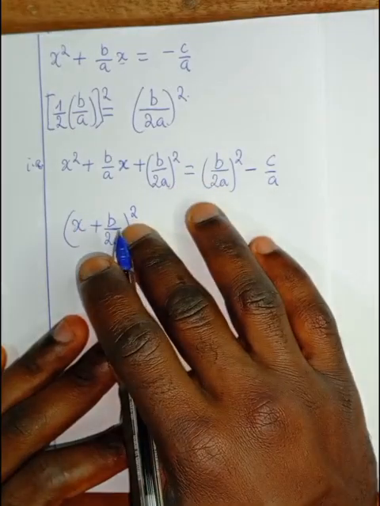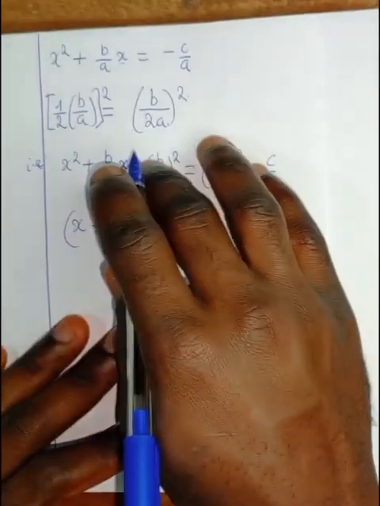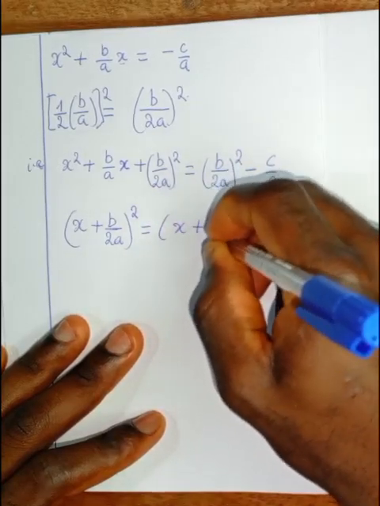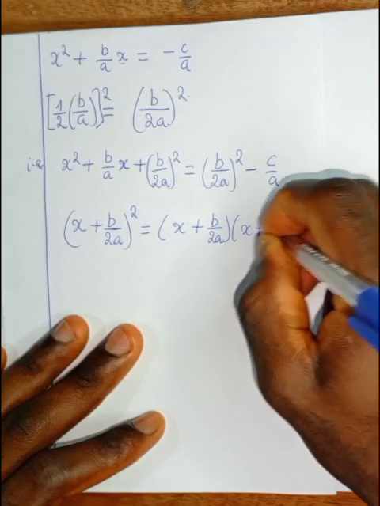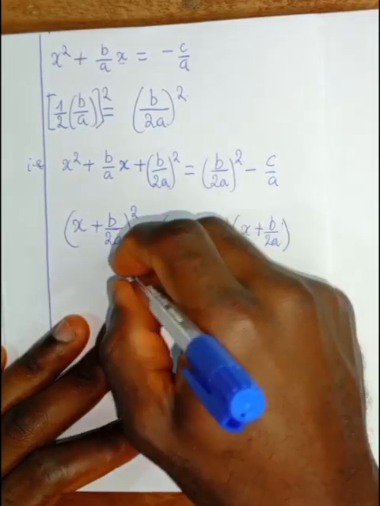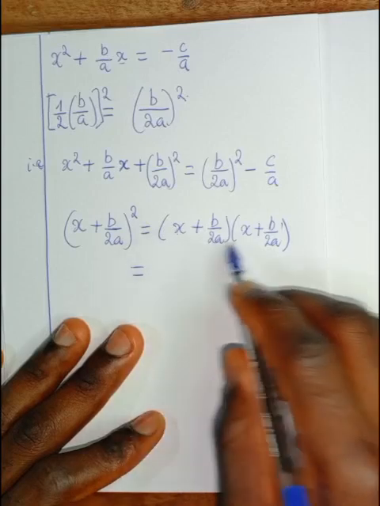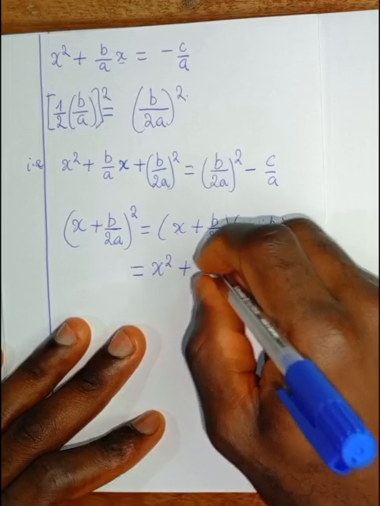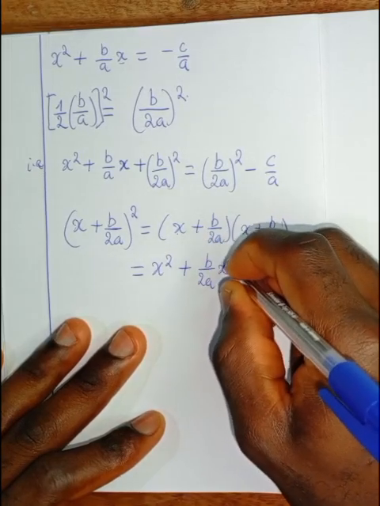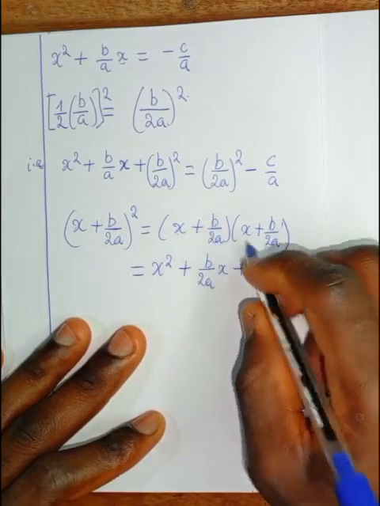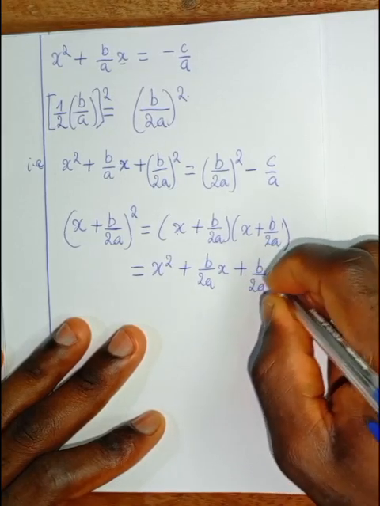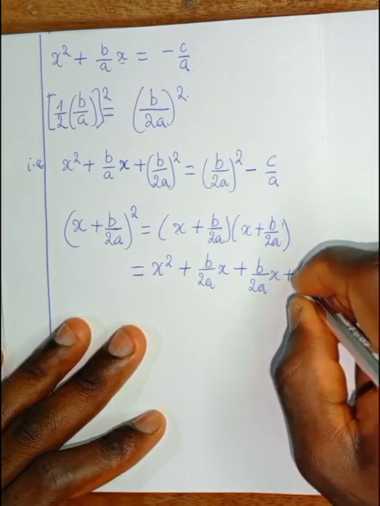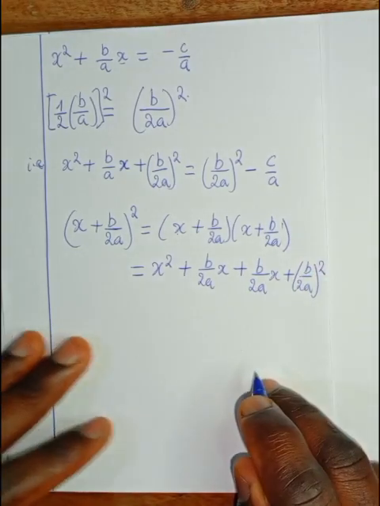We can do the expansion of this. We are going to obtain what we have at the left hand side here. So this will simply be equal to x plus b over 2a times x plus b over 2a. And this will simply be equal to x times x gives us x squared, plus x times b over 2a gives us b over 2a x, plus b over 2a times x gives us b over 2a x, plus b over 2a times b over 2a gives us b over 2a, all this squared.